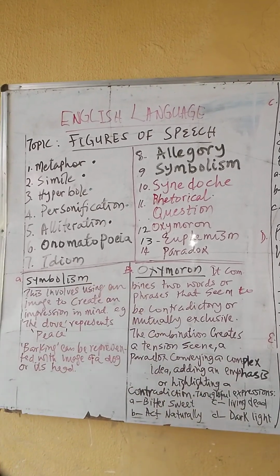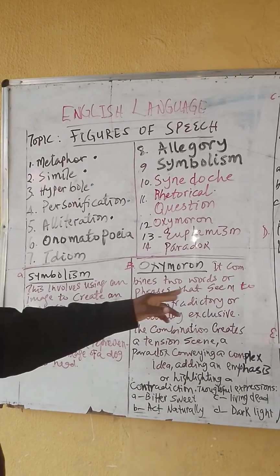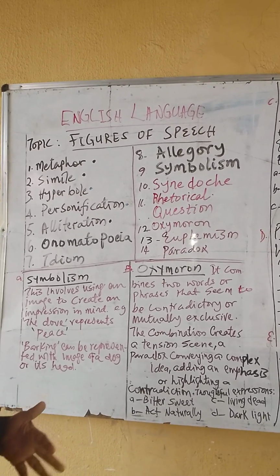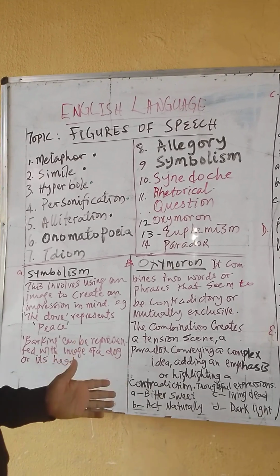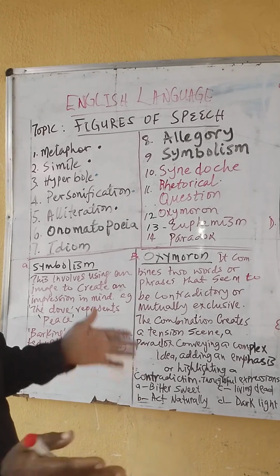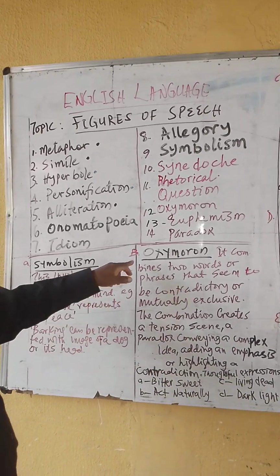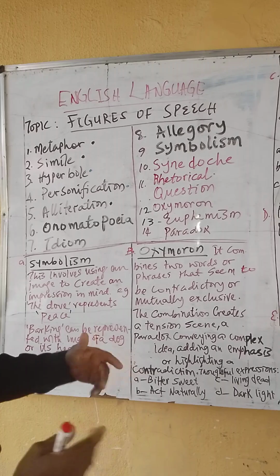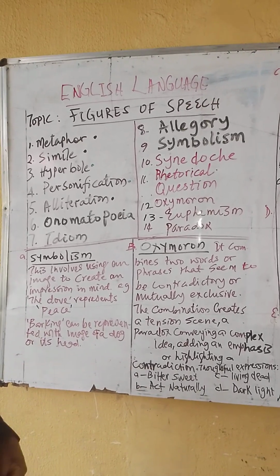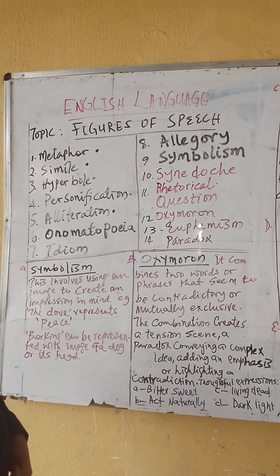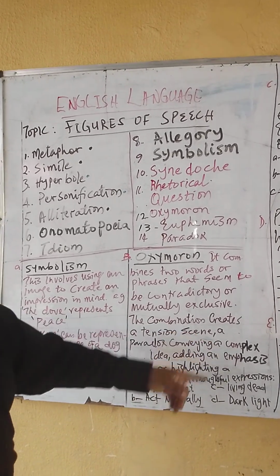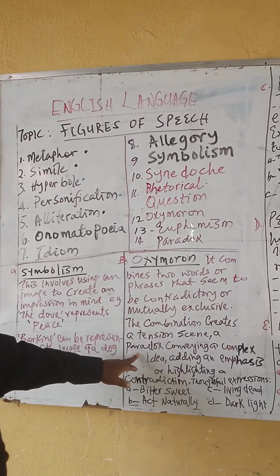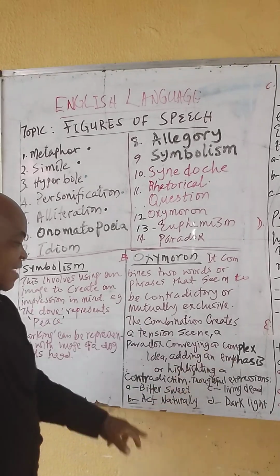Then we go into oxymoron. Oxymoron combines two words or phrases that seem to be contradictory or mutually exclusive, words that are separate on their own, things that are contradictory, not related, but then you want to use oxymoron, which is a figure of speech, to create an impression in the mind of the reader or the listener. The combination of such words creates a tension or a paradox, conveying a complex idea.